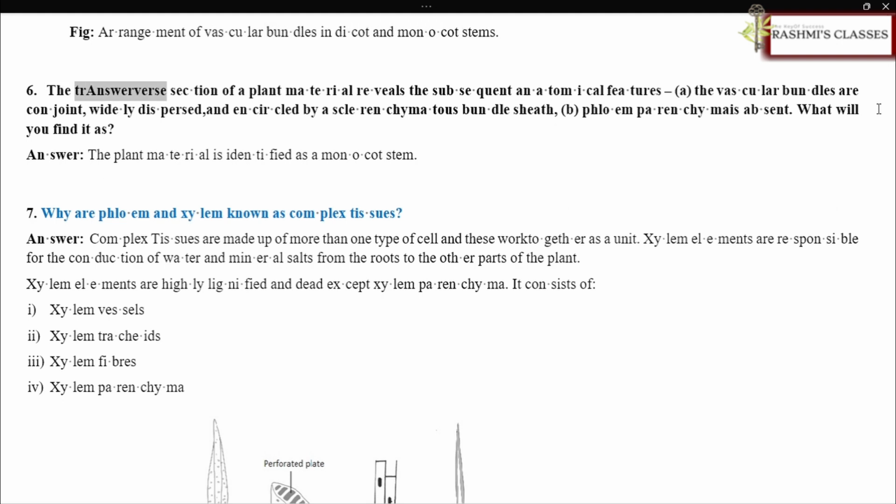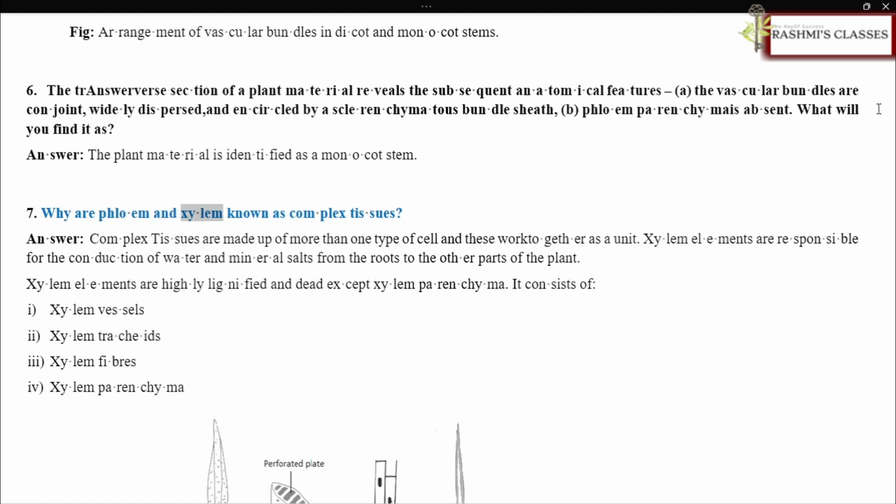The transverse section of a plant material reveals the subsequent anatomical features. A. The vascular bundles are conjoint, widely dispersed, and encircled by a sclerenchymatous bundle sheath. B. Phloem parenchyma is absent. What will you find it as? Answer. The plant material is identified as a monocot stem.